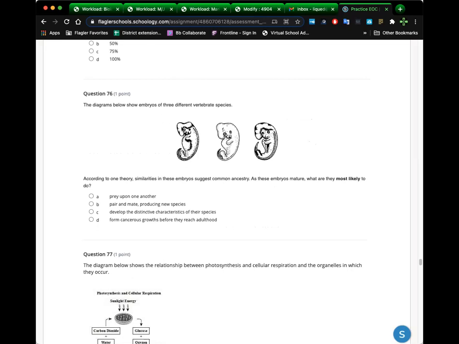All right, showing embryology, which is the comparison of embryos of different organisms, to see how similar they are.